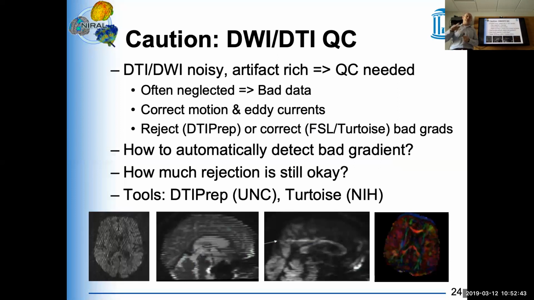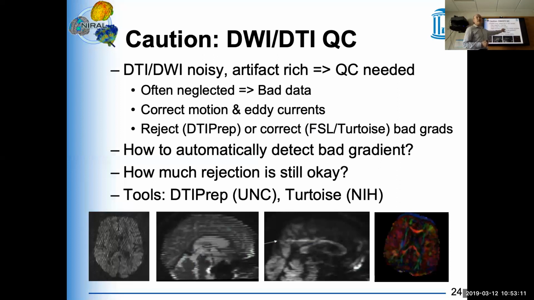And there are later some more slides about it's not just that, it's also about which gradients are being rejected. If those rejected gradients are correlated, you may now not be sampling a whole part of your diffusion space. And as soon as that happens, the whole image becomes bad.